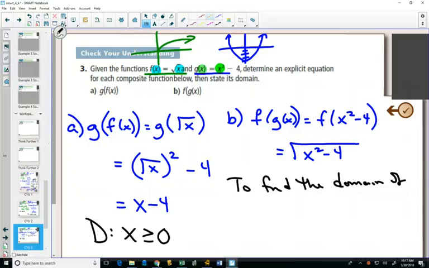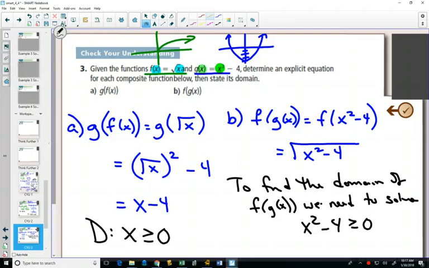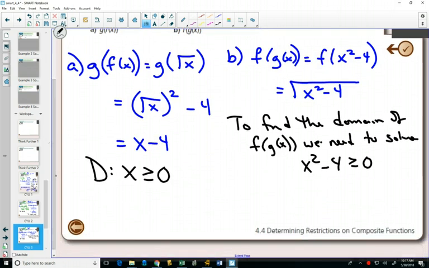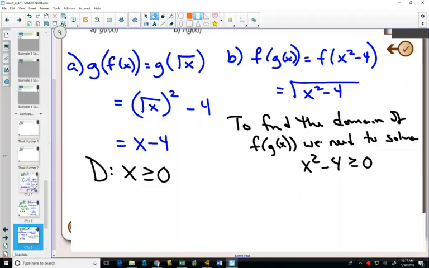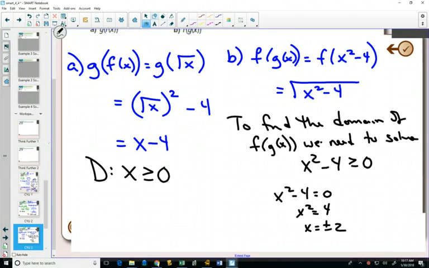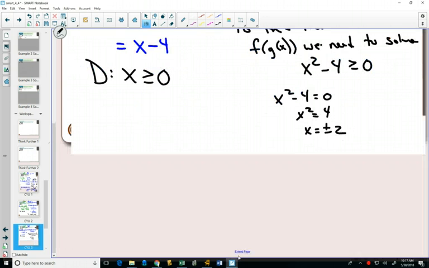So to find the domain of f of g of x, we need to solve when is x squared minus 4 bigger than or equal to 0? And this is a quadratic inequality from grade 11. And with that quadratic inequality from grade 11, you can make it equal to 0 and find out that it's equal to 0 at plus or minus 2. You can draw a number line with those 2 points on there, and you can test.